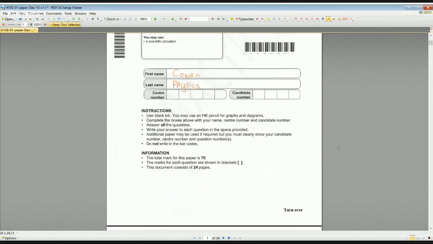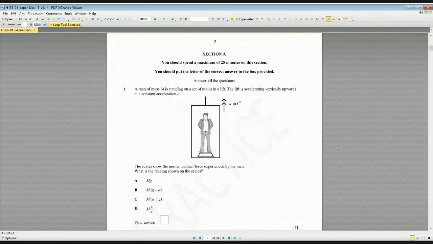So without any further ado, let's start with section A. This is the multiple choice section. Remember that there are 20 marks available in the multiple choice, one per question, and you should allow no more than 25 minutes. I suggest you start with the multiple choice at the start of the paper, but make sure you keep an eye on the time. Don't allow yourself to go over that 25 minutes because although there are 20 questions, they're only worth 1 mark each.